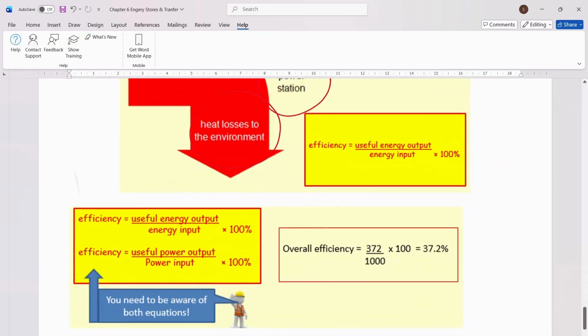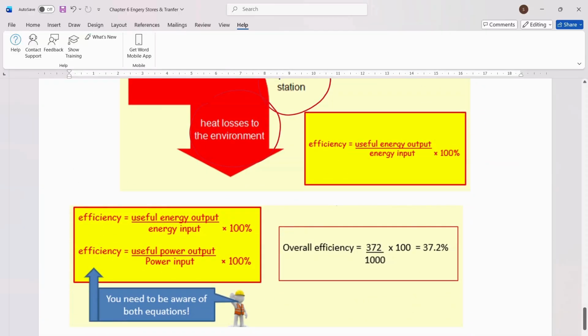We can calculate efficiency. We have a formula: useful energy output divided by total energy input times 100%. So here in this case we have the output 372, input was 1000, times 100 to get 37.2%, which is our overall efficiency. With this we have finished this chapter.